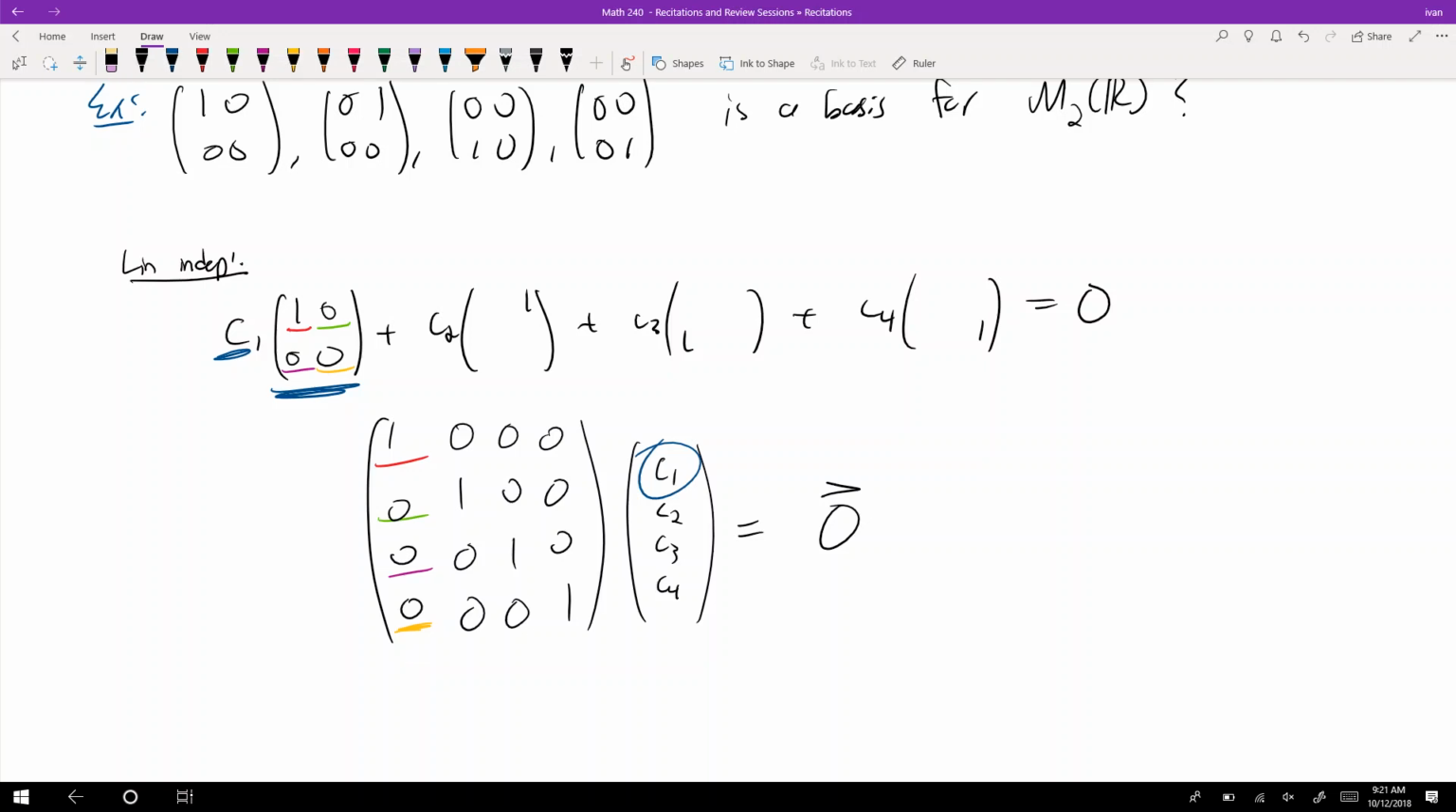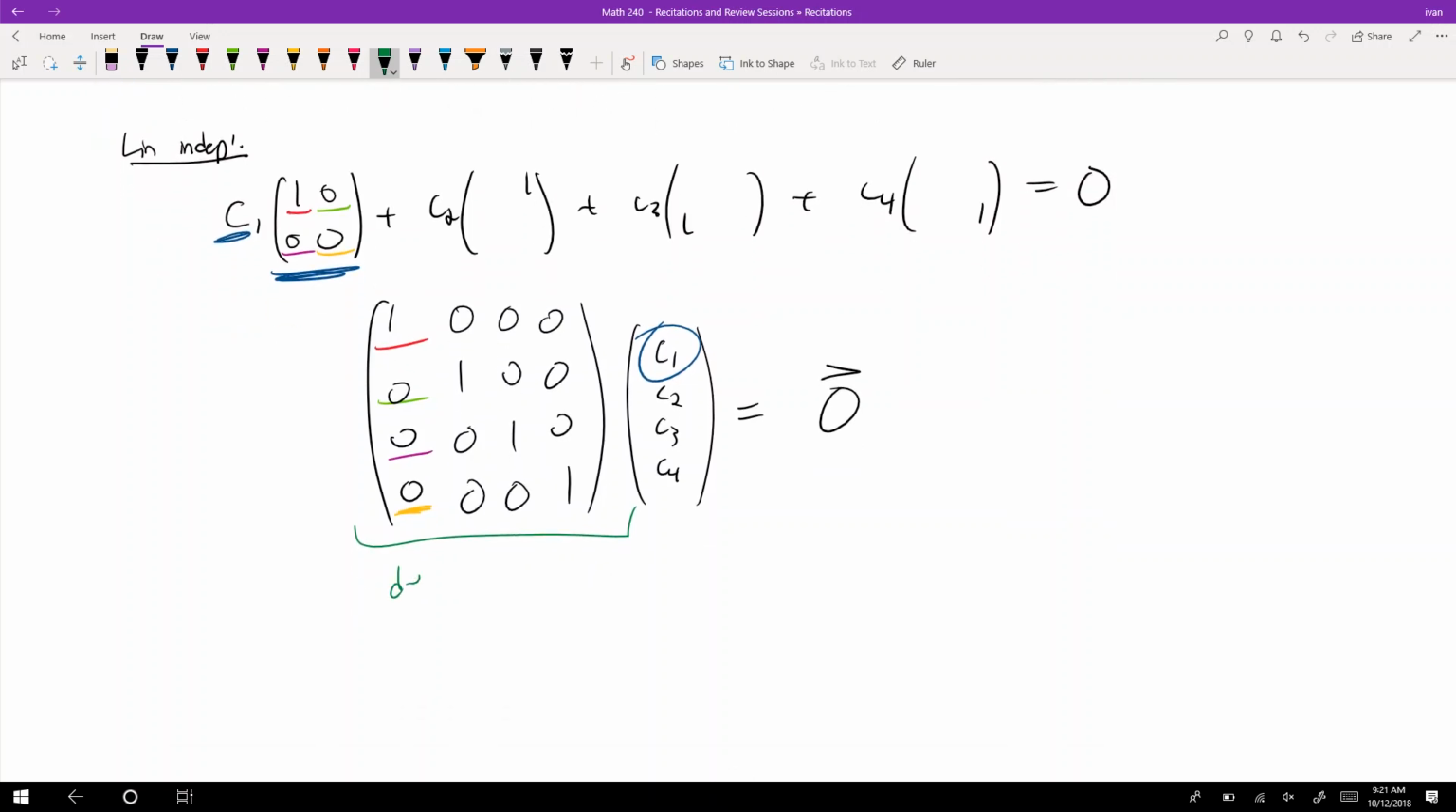So what do we care about? Well, we care about this matrix right here. Is that linearly independent? We can just take the determinant here. It's a square matrix, and it happens to be diagonal, so the determinant's 1. So it's linearly independent. So we know that these 4 matrices are linearly independent because we just showed it there. So the next step is to show that it spans.